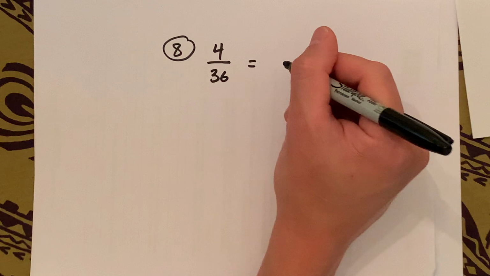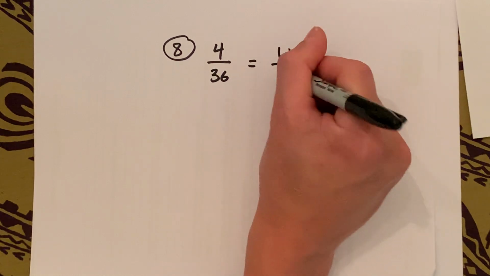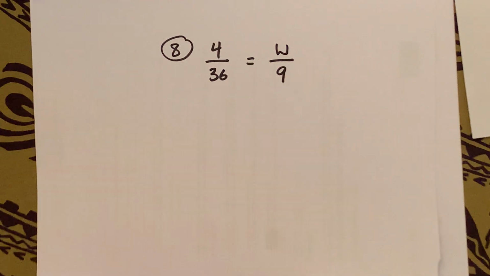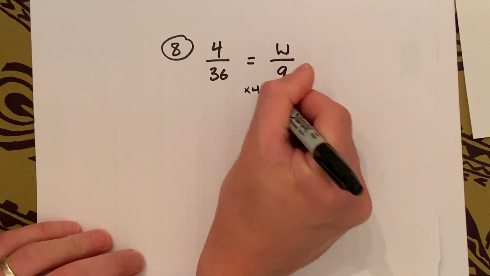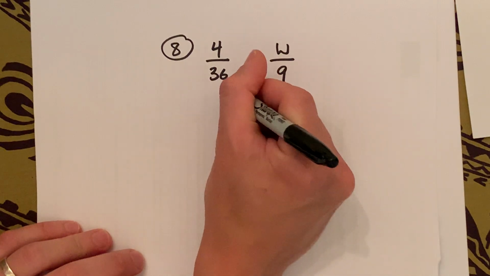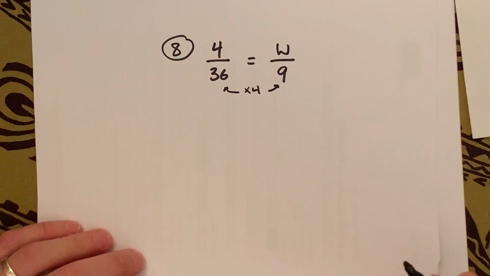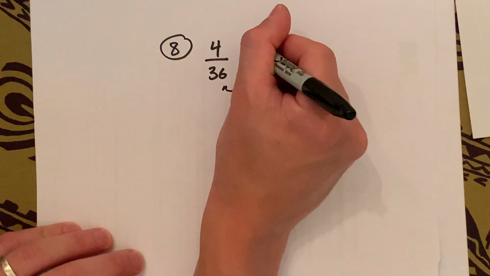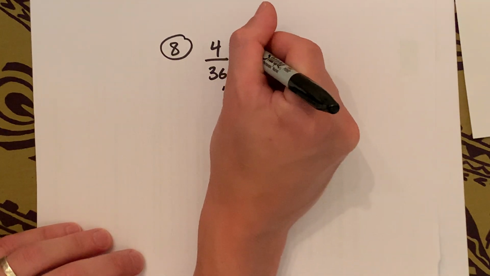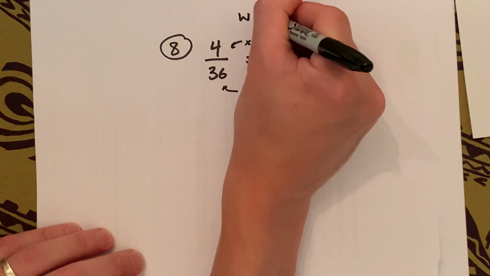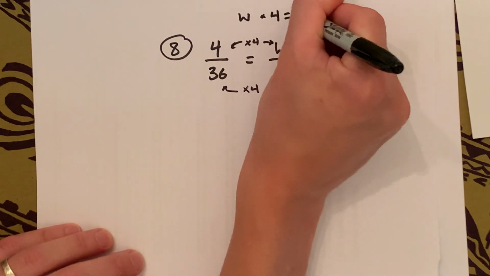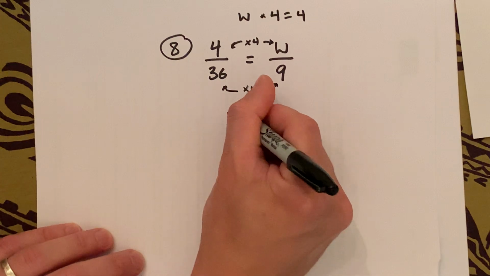So 4 is to 36 as W is to 9. So I'm going to use a mental math strategy. I'm going to look for a relationship between numbers. I know that if I multiply 9 times 4, I'll end up getting 36. Well, that tells me that if I multiply W times 4, I'll end up getting 4. So what number can I multiply times 4? In other words, I'm saying W times 4 equals 4. What does W equal? That's right, 1.